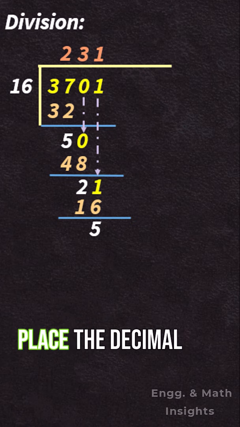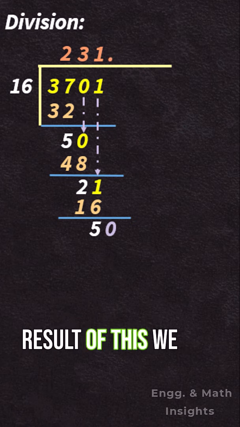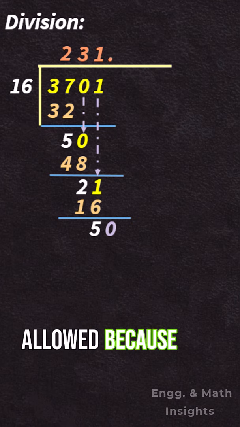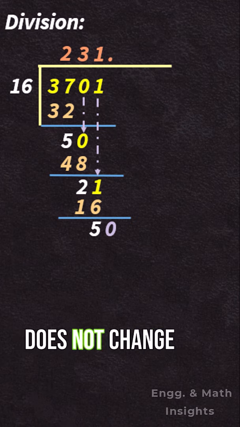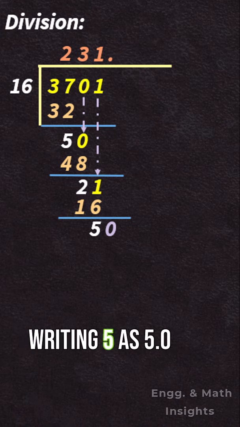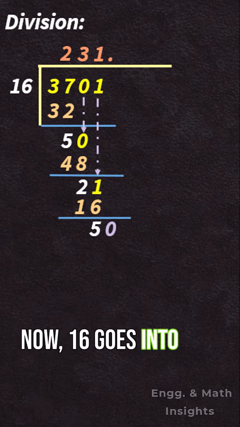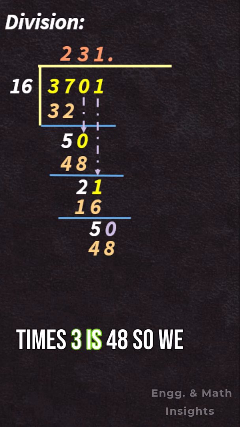Now we will place a decimal point in the quotient. As a result of this, we will add a 0 to the remainder, making it 50. This is allowed because adding zeros after the decimal point does not change the value. It's like writing 5 as 5.0, which helps us divide further. Now 16 goes into 50 3 times as 16 times 3 is 48.